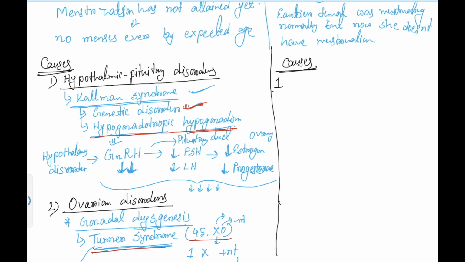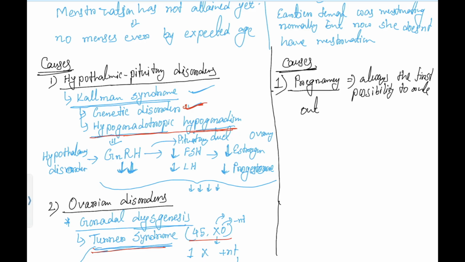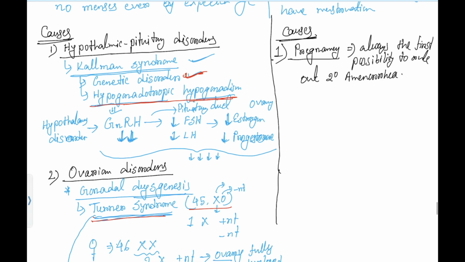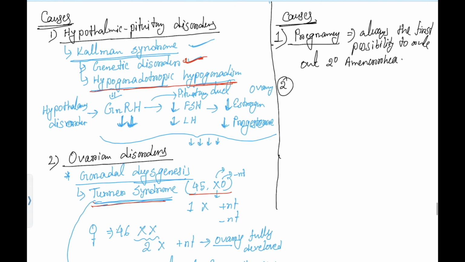First, we will rule out whether the woman is pregnant or not, because during pregnancy there is no menstruation. So always the first possibility to rule out in secondary amenorrhea is pregnancy. If a woman is pregnant, she won't be having menstruation and it will be considered as secondary amenorrhea. Then any hypothalamic causes.